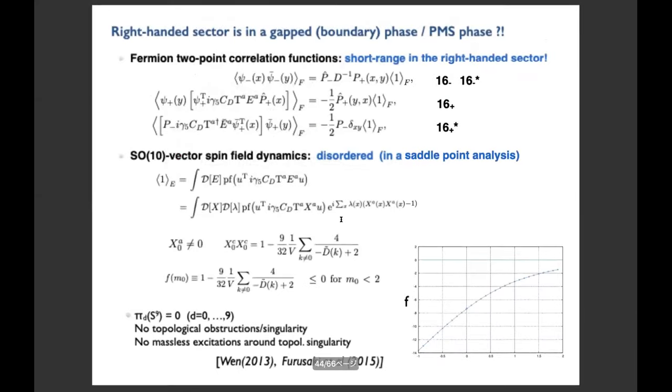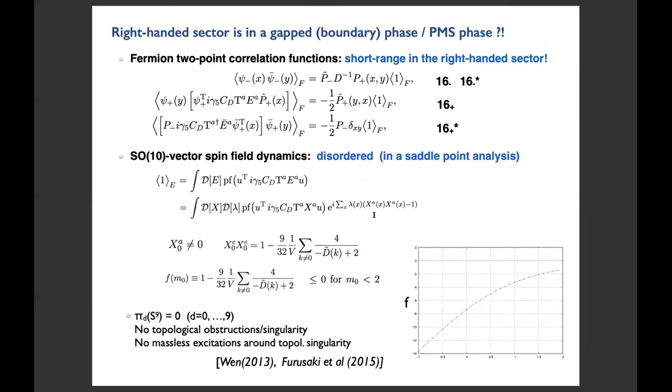This is an SO(10) vector, like a Higgs term, yes. A Higgs term, right? Originally it has a Yukawa coupling to the bilinear, spin zero, right? Spin zero, yes.